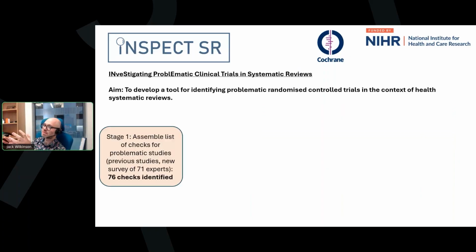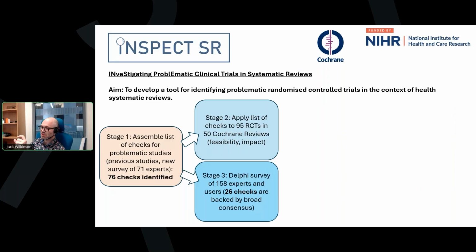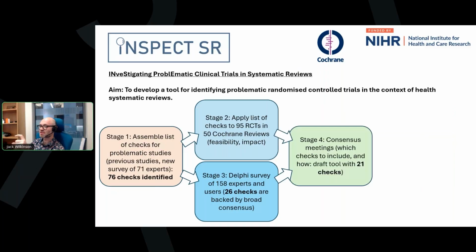We started by assembling a long list of checks that could be performed in principle. And then we applied all the checks on that list to lots of RCTs in lots of systematic reviews to learn a bit more about the feasibility and the impact of applying them, but also about how they might go wrong, how they might malfunction or be misinterpreted. And then we also entered all of these checks into what is known as a Delphi study. This is a large study of experts to see which of these methods are supported by the expert community. And then both of those strands of evidence fed into a series of consensus meetings where we decided which checks to include and how to operationalize them.